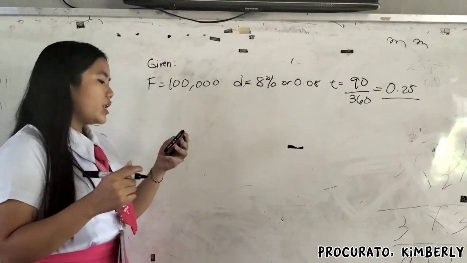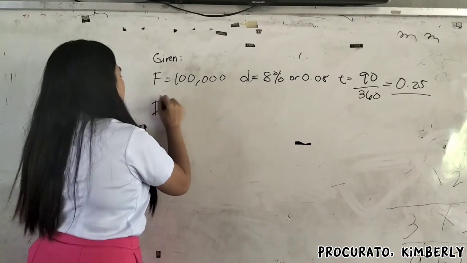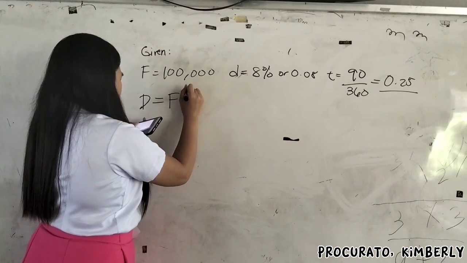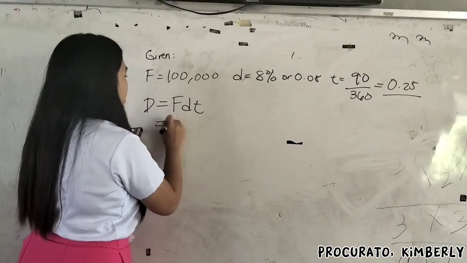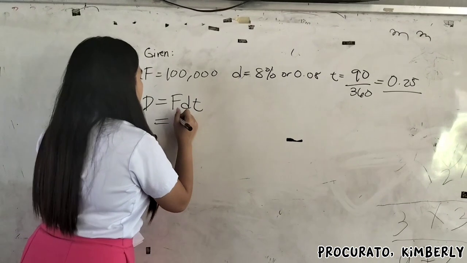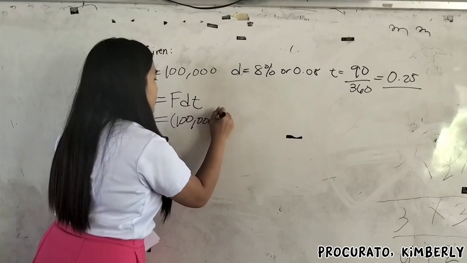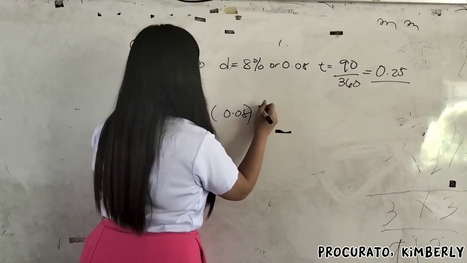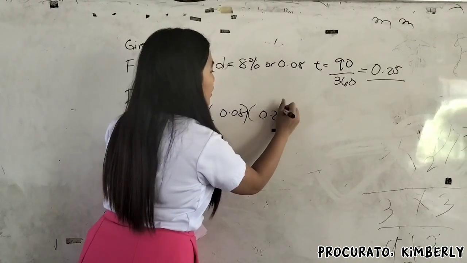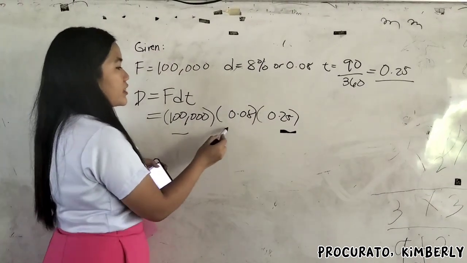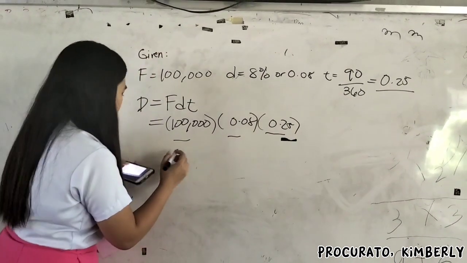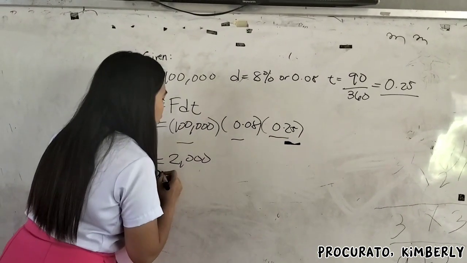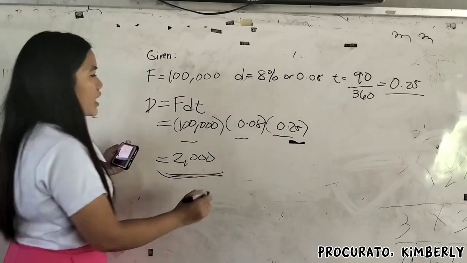So the first formula we will use is to find the discount. Discount equals face value times discount rate times time. Then we substitute. Face value is 100,000, discount rate is 0.08, then our time is 0.25. So 100,000 times 0.08 times 0.25 equals 2,000. So this is our discount in our problem.